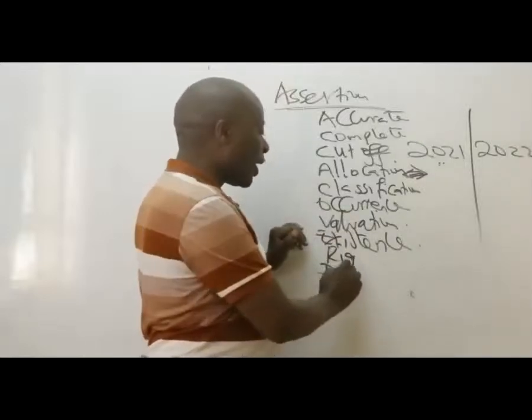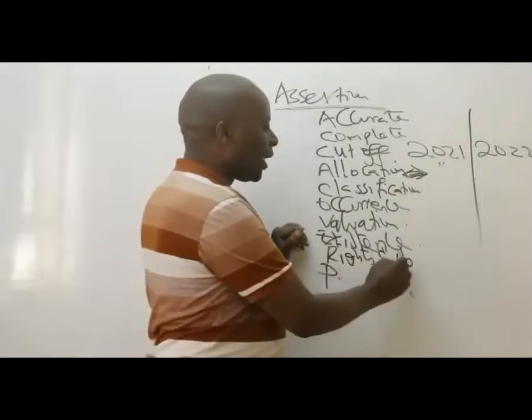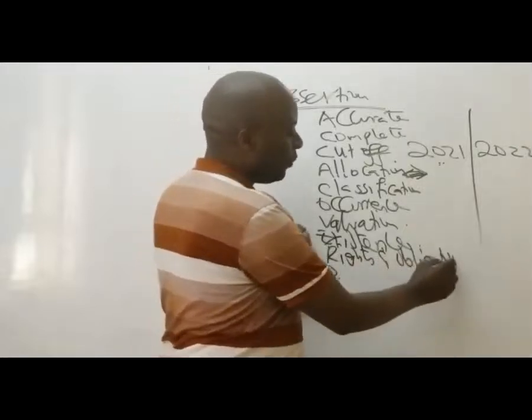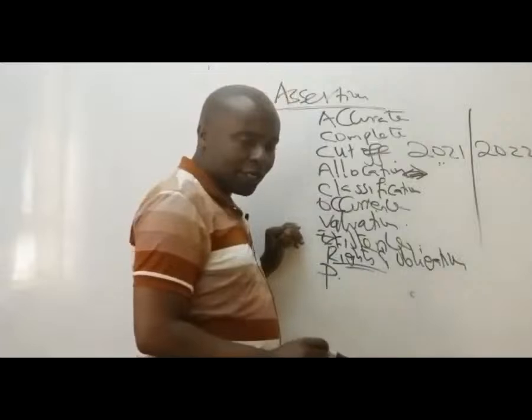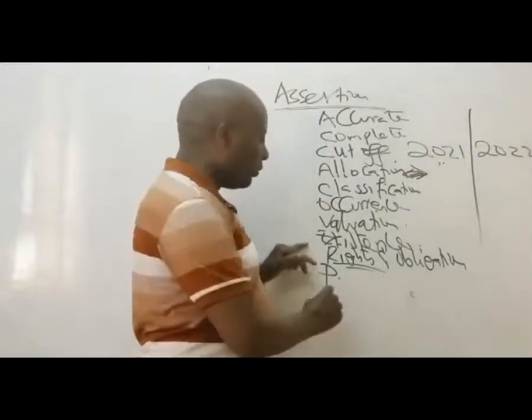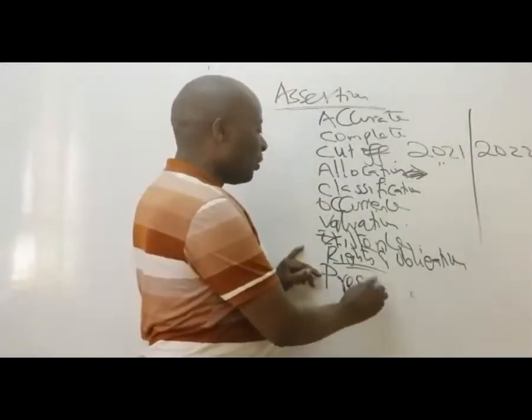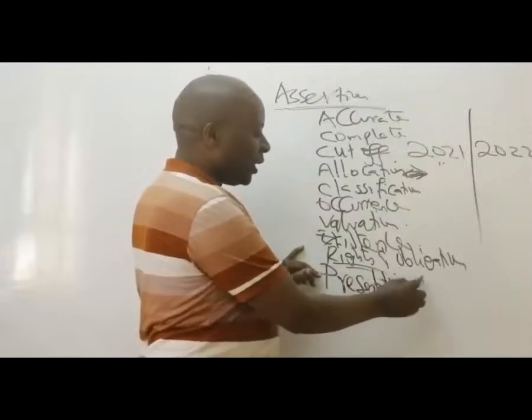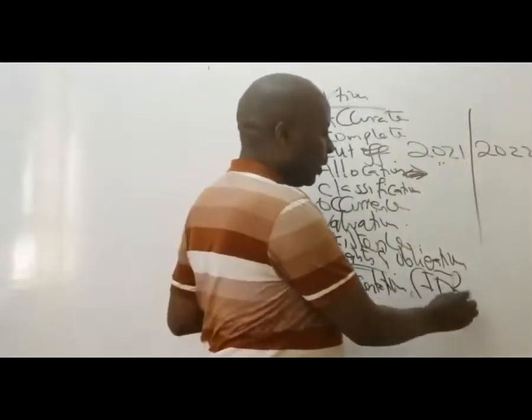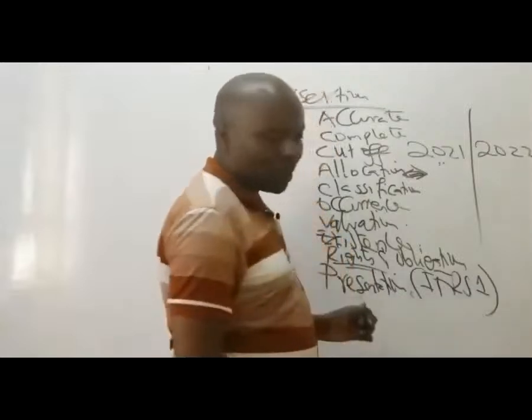Then we have what we call rights and obligations. Like if you have a right to a vehicle, you must be having a logbook, right? You must be having a logbook. Then we have this P, which stands for what here? Presentation. How do we present this? Are we able to present our financial statements as per the dictates of IFRS 1?